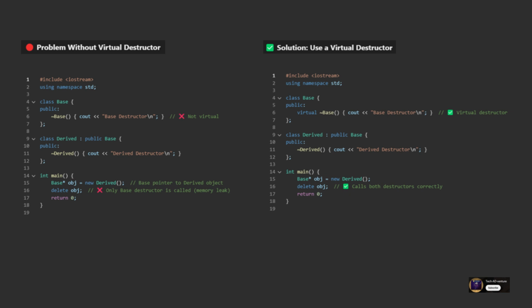In the problem example, only the base destructor is called and the derived destructor is not, leading to potential resource leaks. In the solution example, both the base and derived destructors are called, ensuring that all resources are properly released.